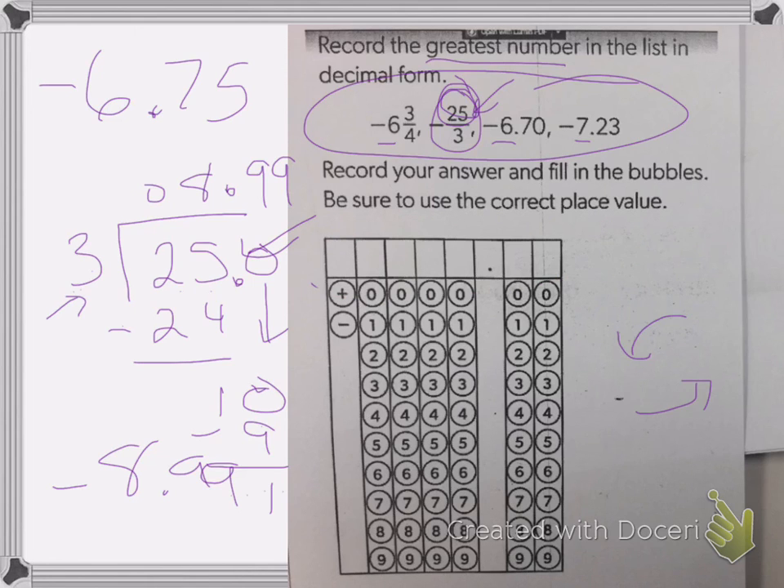Okay, 8.99. So on my answer, I need to make sure that I put it correctly in here. This is where you need to know how to do your bubbles. It's negative, so I circle and fill in my negative. 8 is in the whole numbers place, so I put it there. And I circle 9, 9. Make sure you circle them. All right, that was what we did today in class, along with our Canvas activity.